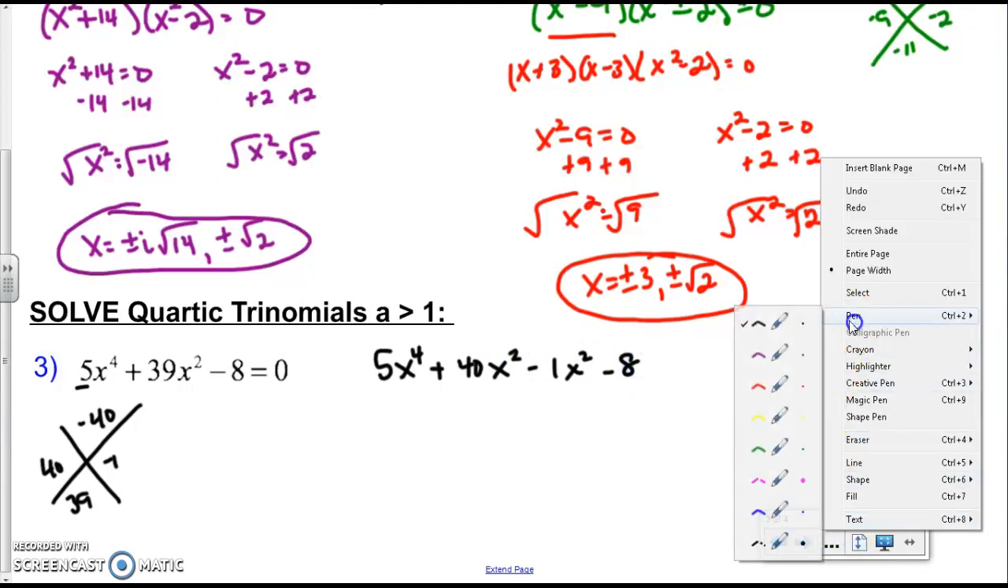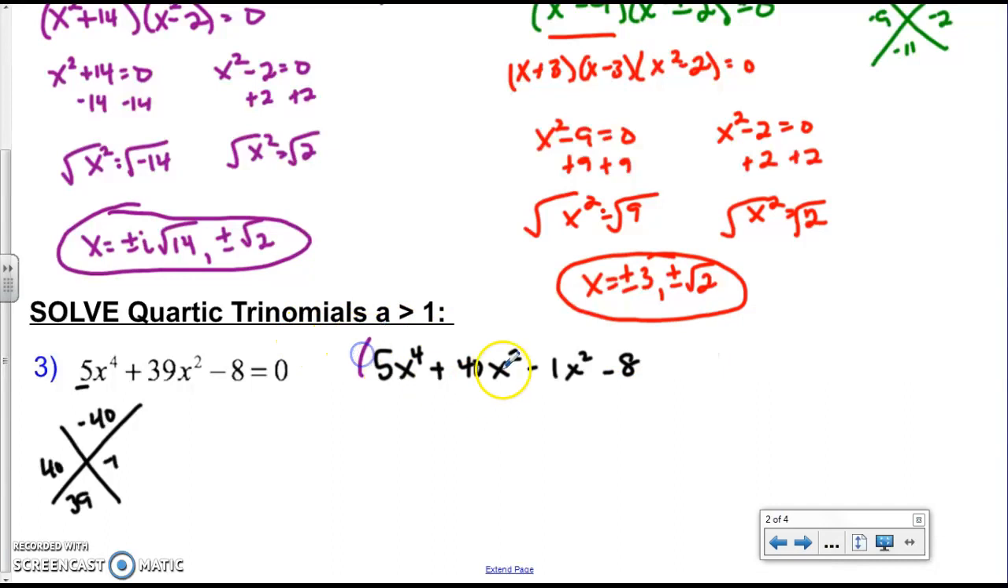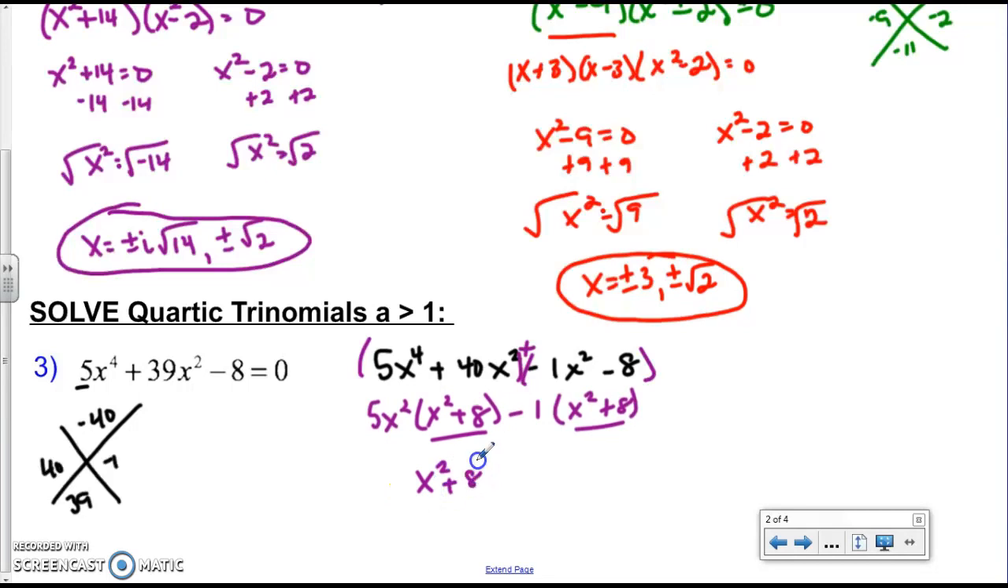I'm going to go ahead and make 2 groups and factor out my GCF from each group. So I'm going to take a 5x squared here, so I have x squared plus 8, and negative 1 there, so I have x squared plus 8. If these two don't match, we're in trouble. Go back and check your work.